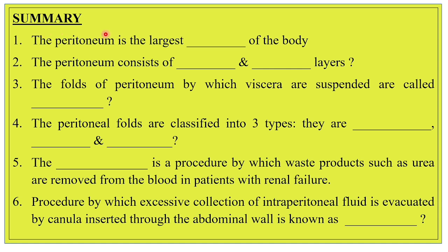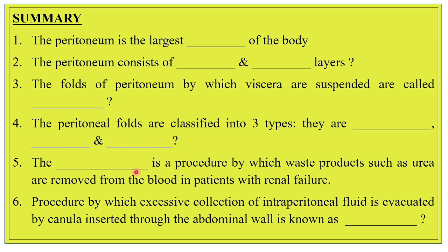And coming to the summary, a quick recap of the peritoneum. The peritoneum is the largest serous sac of the body, and it consists of 2 layers, the outer parietal layer and the inner visceral layer. The folds of peritoneum by which viscera are suspended are called mesentery, and the peritoneal folds are classified into 3 types: mesentery or mesocolon, omenta or omentum, and the various ligaments.